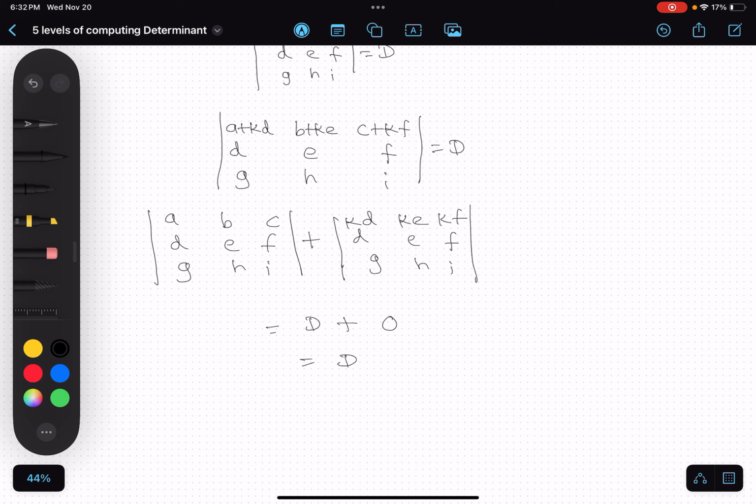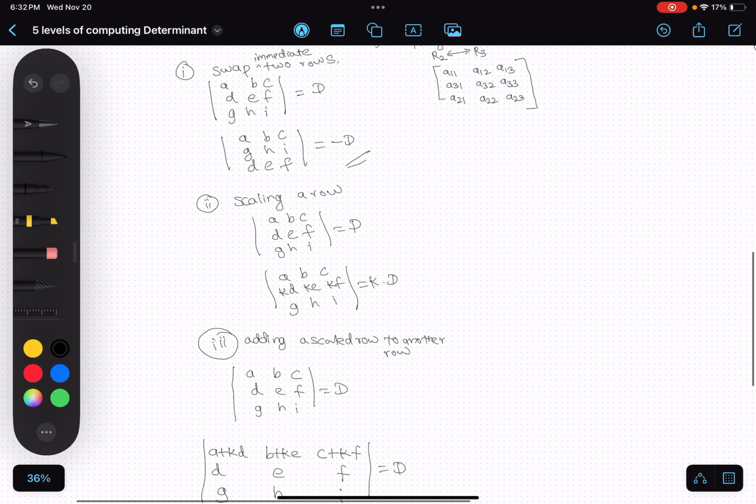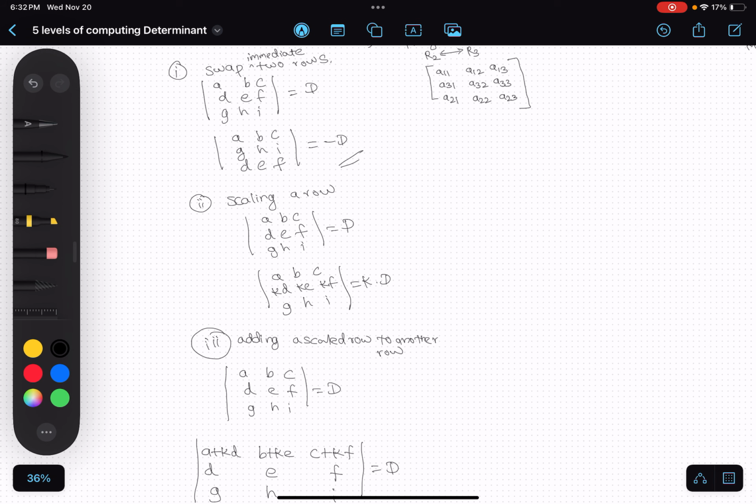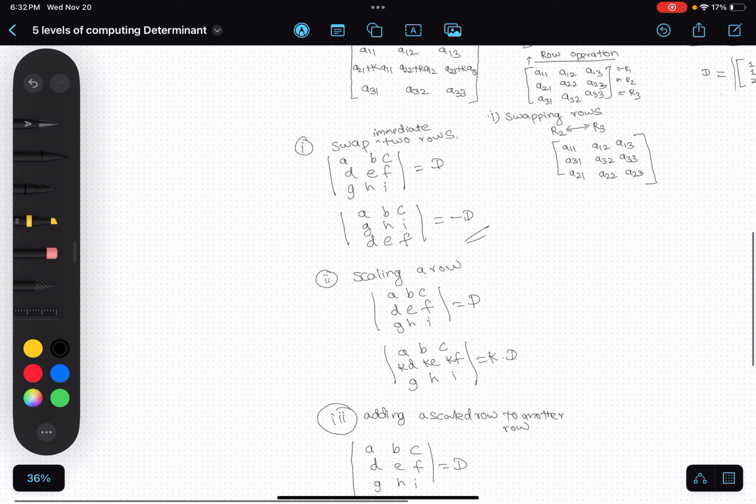So you should get these three ideas. For the third row operation, the determinant remains unchanged. For scaling a row, the determinant will also be scaled by that number. And for swapping two immediate rows, the determinant will be negative. And if you swap non-immediate rows, let's say the first row and third row, the determinant remains unchanged.